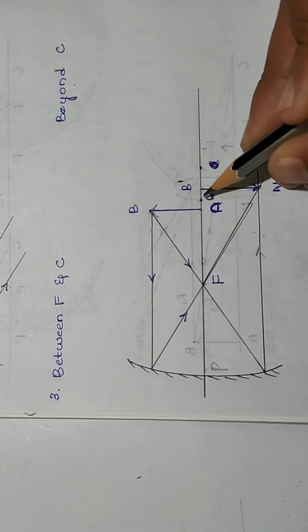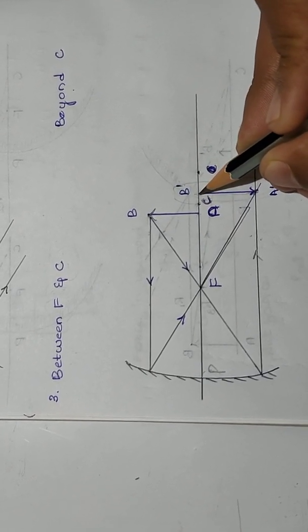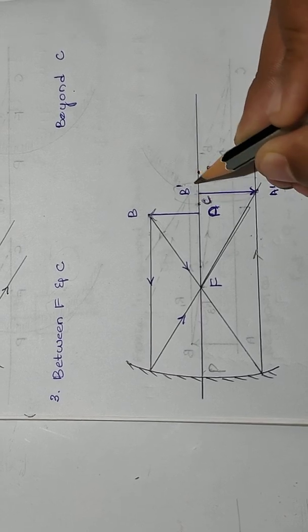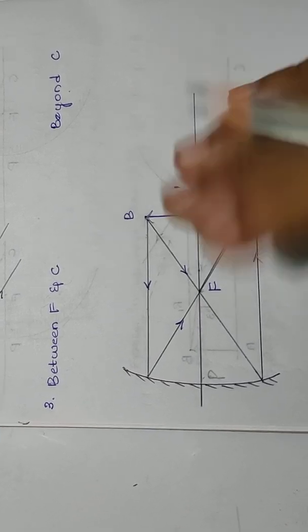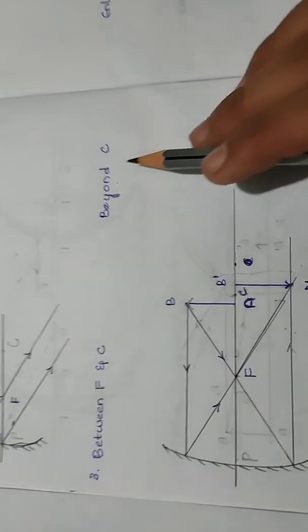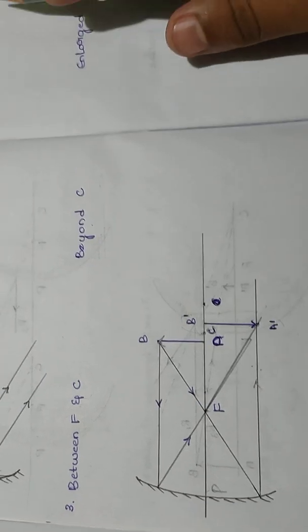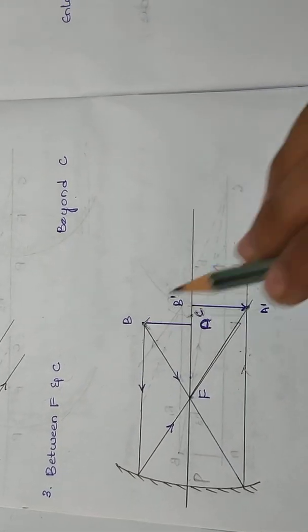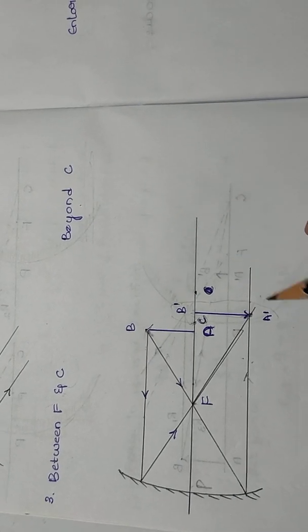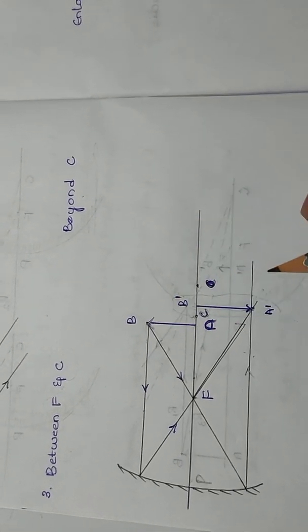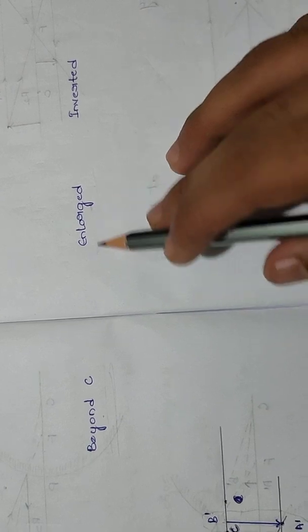And where is the image forming? Beyond the C. So the position of the image is beyond the C. And the image would be an enlarged image. According to this, the size of this image would be much greater than the object. So that would be an enlarged image.